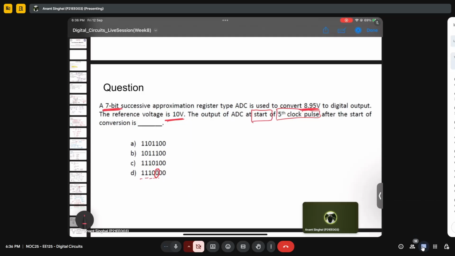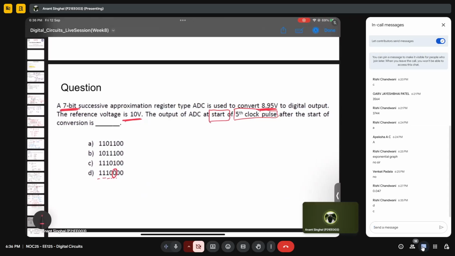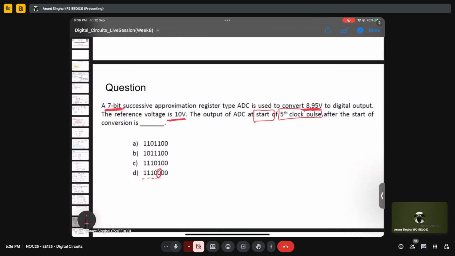Okay, so I got one answer as C. Let's wait for maybe one more answer and then I'll also try it out. Anyone else? Any answer?